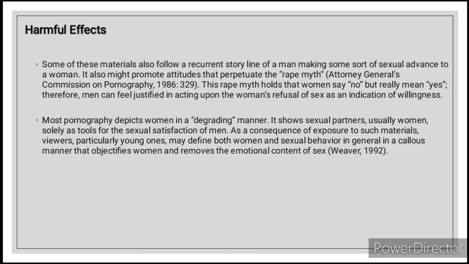Most pornography depicts women in a degrading manner. It shows sexual partners, usually women, solely as tools for the sexual satisfaction of men. As a consequence of exposure to such materials, viewers, particularly young ones, may define both women and sexual behavior in general in a callous manner that objectifies women and removes the emotional content of sex, according to Weaver in 1992.